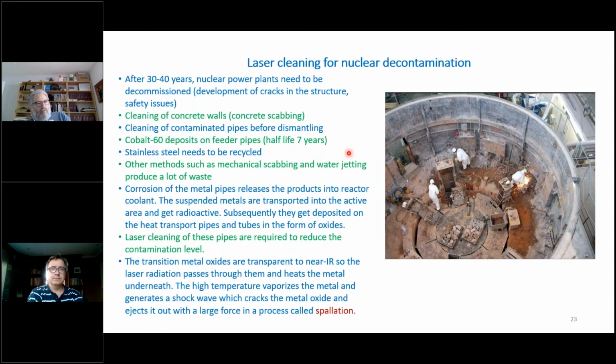And also, the laser radiation goes through the oxide. They're transparent. And the metal gets hot and then the plasma is formed. The shock waves remove these oxides. So it's mostly a spallation process. It's not like the car paint. It uses the spallation process because the oxides are transparent.